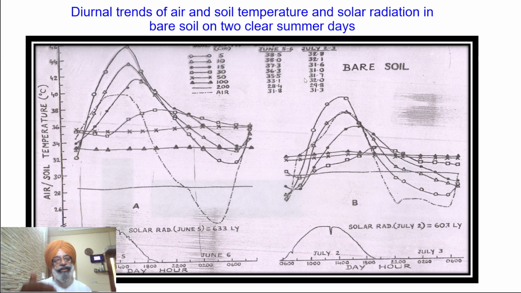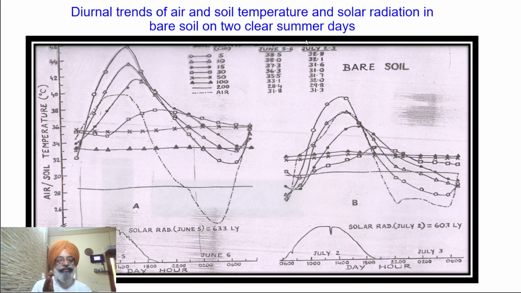This is an actual study carried out at Punjab Agriculture University by one of our master's students, and this is a very classical study where we try to explain the diurnal variations in soil temperature at different depths. This is very interesting. Now figure A is the June 5th and 6th cycle, and June is considered to be the hottest period on this part of the globe. The average temperatures remain above 40 degrees centigrade, whereas figure B is for July 2 and 3.